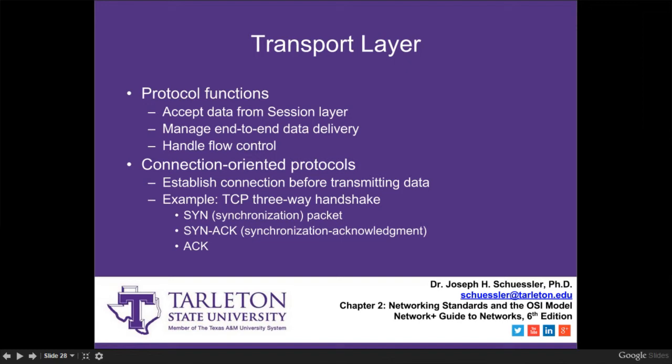When we talk about the transport layer, generally we have two classes of protocols. We have connection-oriented protocols, and we have connectionless protocols. A connection-oriented protocol sets up a connection on both sides before communication occurs, and this is done using a three-way handshake. The handshake uses a SYN packet initially, then you end up with a SYN-ACK and then an ACK. And that's what establishes the communications between two different nodes. TCP uses this approach.